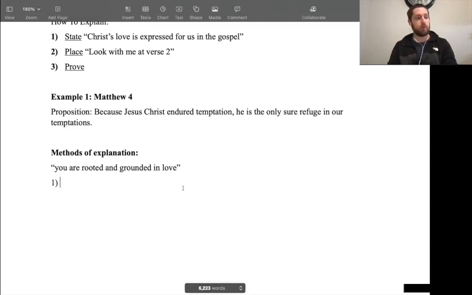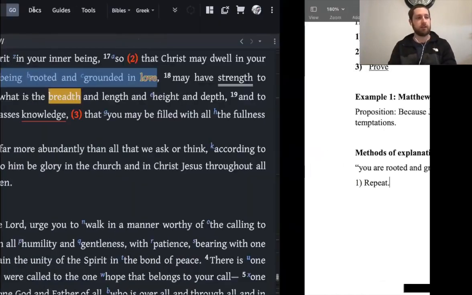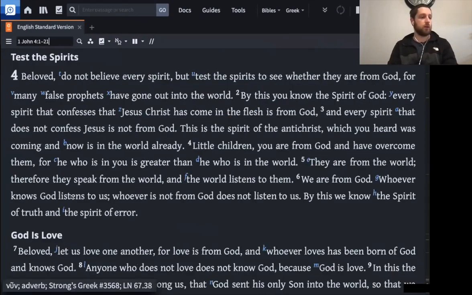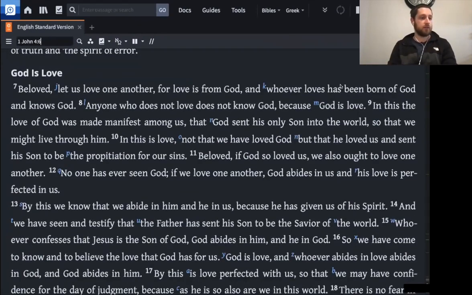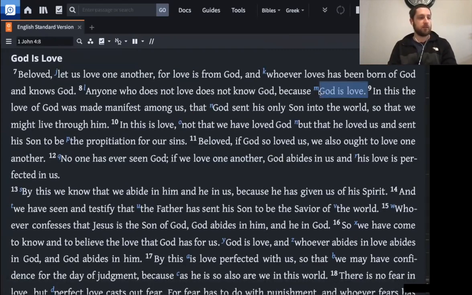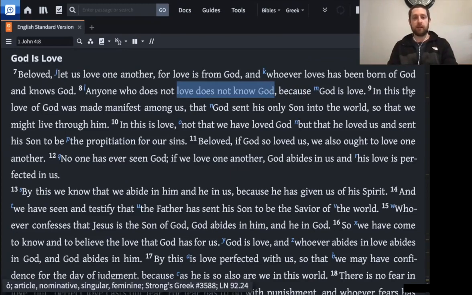So first, we can simply repeat. And you can use more than one of these methods when you explain. But simply repeating what's in the text, especially if the text is simple. Like in James's sermon from 1 John 4, when it says that God is love, or the person who does not love does not know God, you can simply say what this means is, if we are not loving people, it demonstrates that we do not know God. I'm just saying what the text says, but just saying it again can often help in explanation. So that's the simplest one. We simply repeat what's in the text.